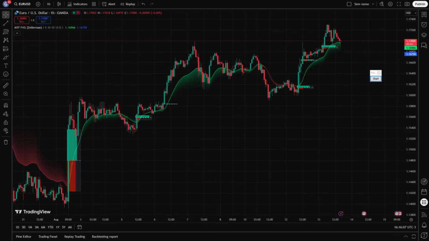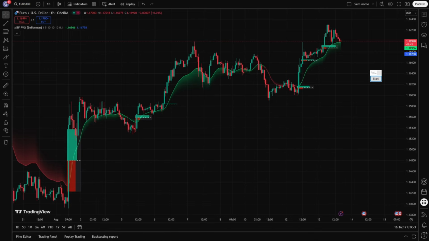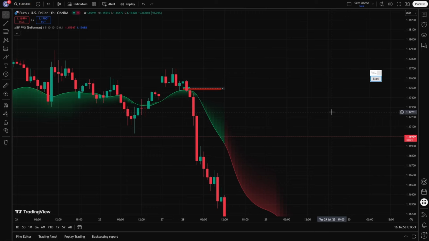The fair value gap is basically a void left on the chart when the price moves too quickly without enough trades along the way. It's formed by a simple 3-candle pattern. A bullish FVG happens when there's a gap between the top of the first candle and the bottom of the third. A bearish FVG occurs when the gap is between the bottom of the first candle and the top of the third.